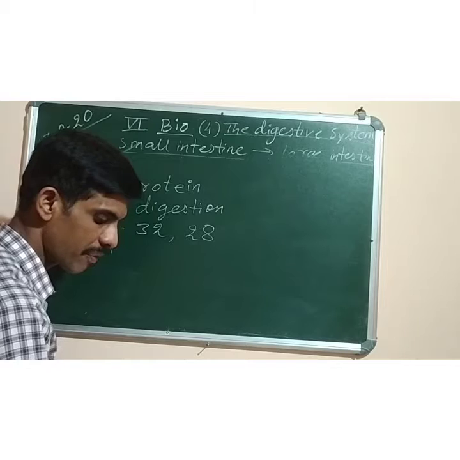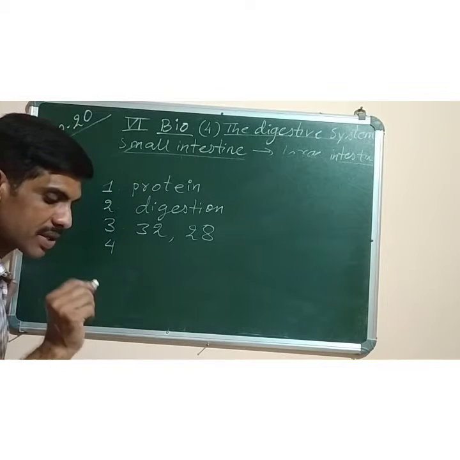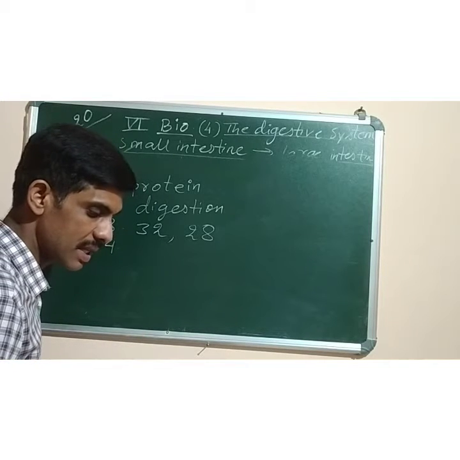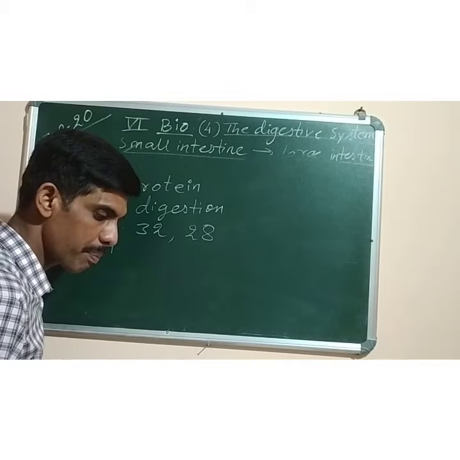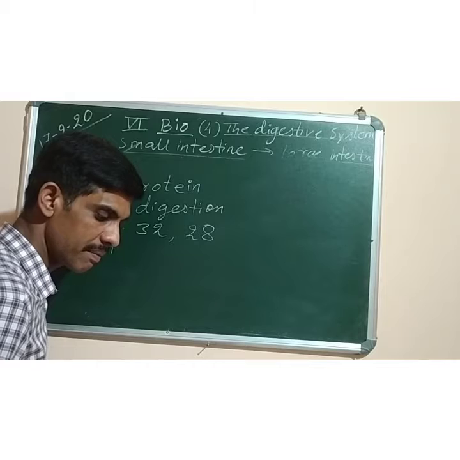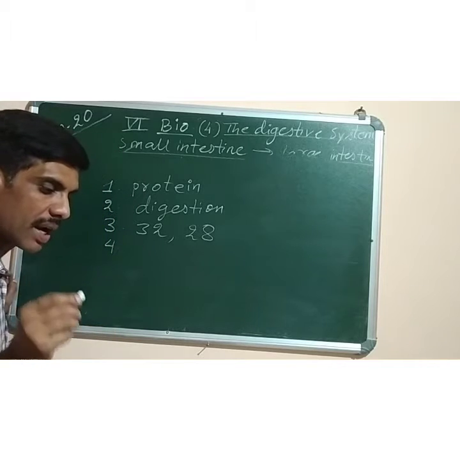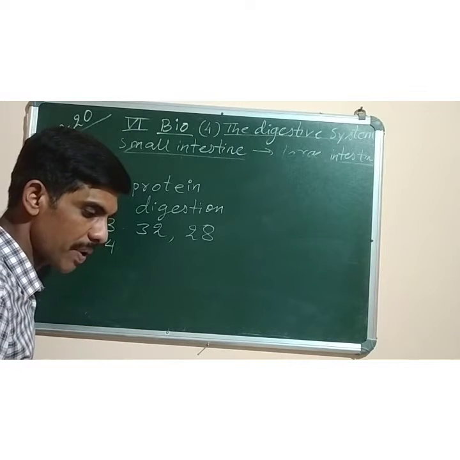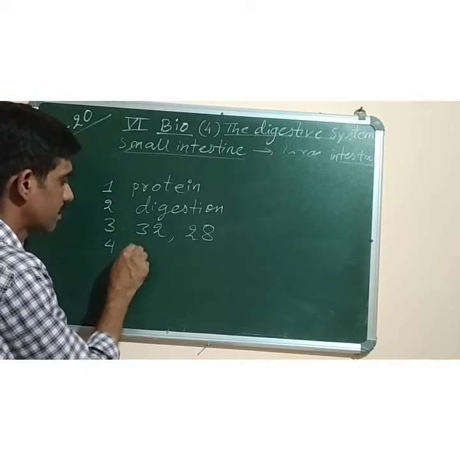Now number 4, second last. The gastric juice contains dash, trypsin or pepsin. So the answer is pepsin. Renin is also there, but among these options, gastric juice contains pepsin. So the answer should be pepsin.